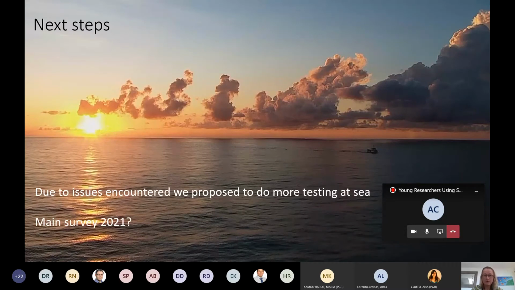So, next step, there's not a lot of text here because everything is a little bit on hold at the moment because of COVID. That's why I decided to put my favorite landscape picture from the trip here. But of course, I mentioned earlier that we encountered some problems with the video footage provided by the drone company, and so we proposed to do more testing at sea. That was supposed to happen this November, but it's now postponed. And the plan was to do a main survey next year, a full 120 sea day cruise, but that might be postponed as well.